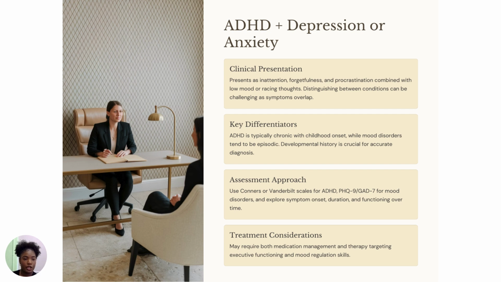So, the best approach would be to use Connors or the Vanderbilt scale, which is for ADHD. And for the depression, PHQ-9, the anxiety, GAD-7, and explore the symptom onset, the duration, how long it has happened, and how they've been functioning over time. And when a client may experience ADHD, depression, or combined with anxiety, vice versa, they may require both medication management and therapy targeting their executive functioning skills, their organizational skills, and their mood regulation.